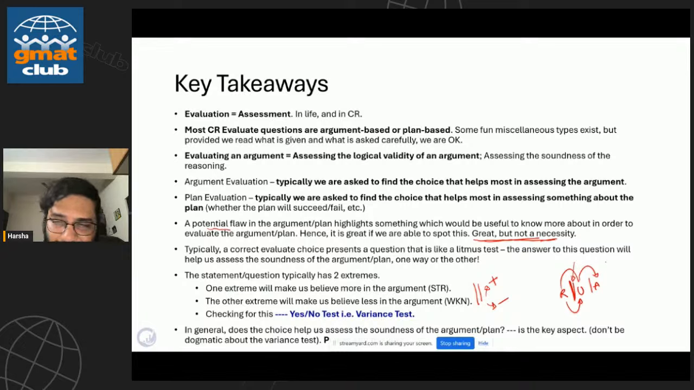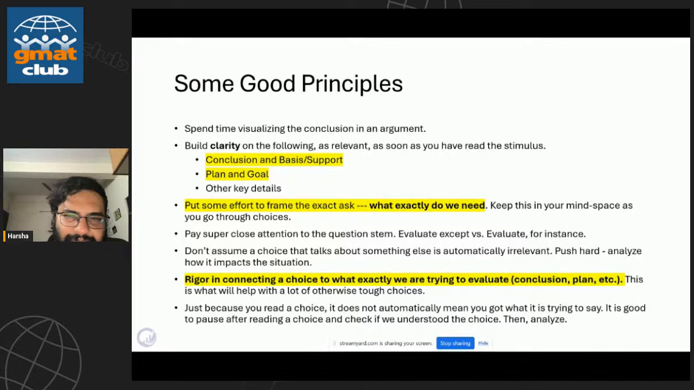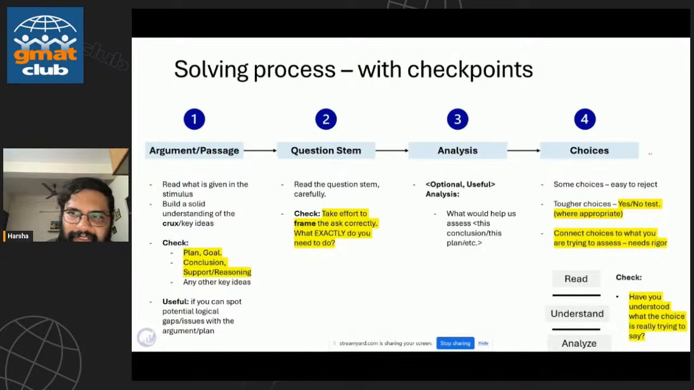As far as evaluate is concerned, remember, keep it framed in your mind space what exactly you're trying to evaluate. As the choices get tougher, your ability to really connect your choice to that becomes mission critical. So these are some of the good principles we discussed. Pretty much all of this I've tried to bake into this process. Being clear about these things, connecting it to this one, requires a bit of rigor.